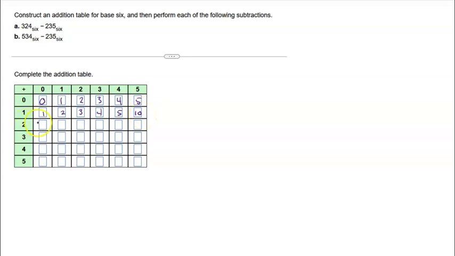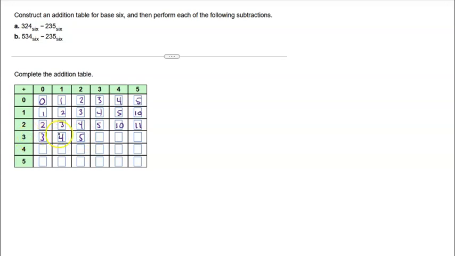Now let's keep adding the 2 row here. 2 plus 0 is 2, 2 plus 1 is 3, 2 plus 2 is 4, 2 plus 3 is 5, 2 plus 4, and here we go again, is 6, just like it was here. That means we have 1 6 and 0 1s. 2 plus 5, we know that is 7 in base 10. But in base 6, that means it's 1 6 and then 1 1 left over. So 1 1, right?